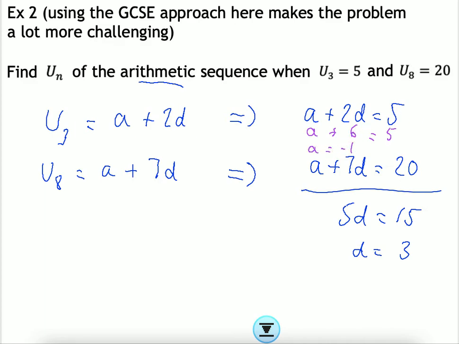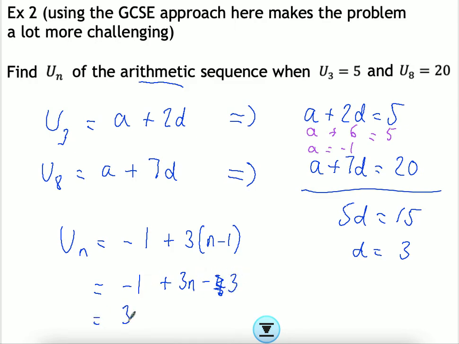So our nth term, un, is negative 1 plus 3 lots of n subtract 1. So this is negative 1 add 3n subtract 3, and then finishing off that is 3n subtract 4.